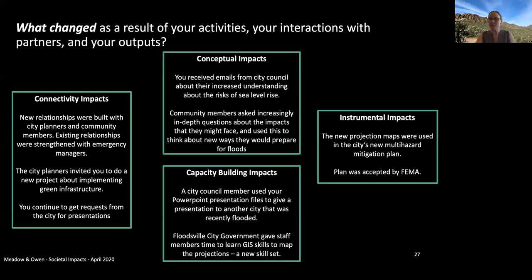And finally, we had some instrumental impacts in the form of those new maps and the new information being used in the city's multi-hazard mitigation plan. And importantly, that plan was accepted by the Federal Emergency Management Administration. So it really became official policy.